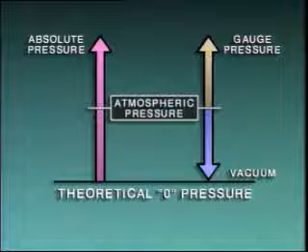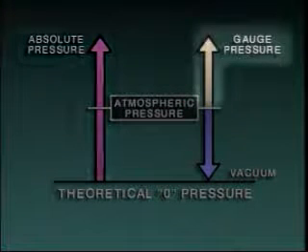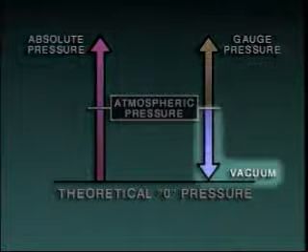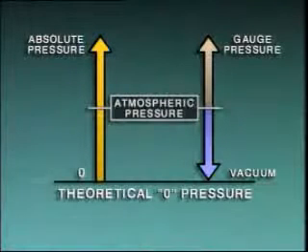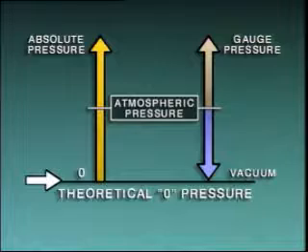Three scales commonly used for pressure measurements are the absolute pressure scale, the gauge pressure scale, and the vacuum scale. The absolute scale begins at theoretical zero pressure, a condition of no pressure and a total absence of air.